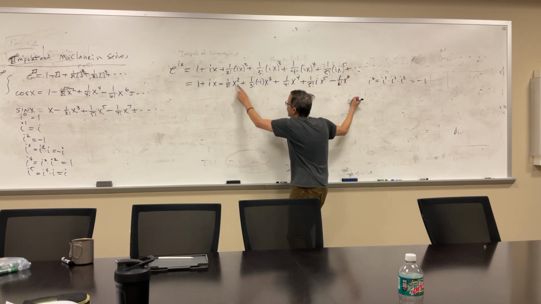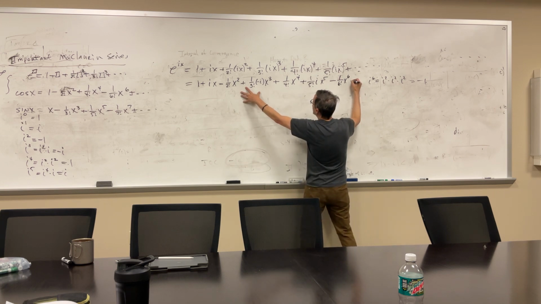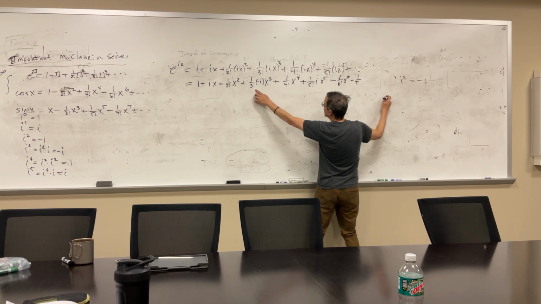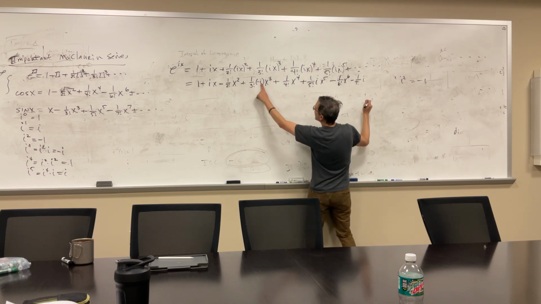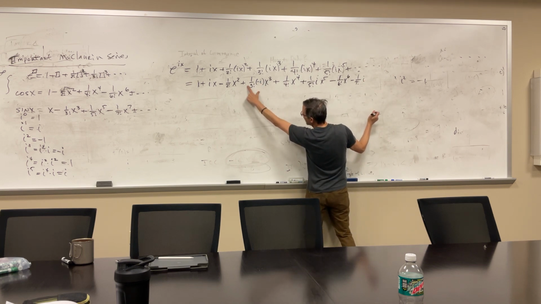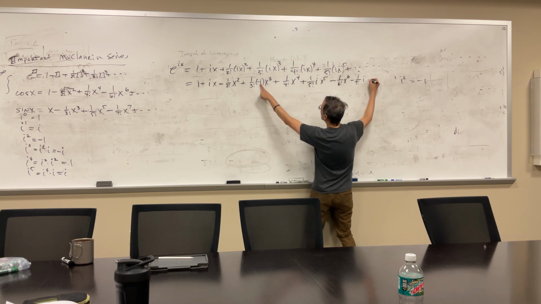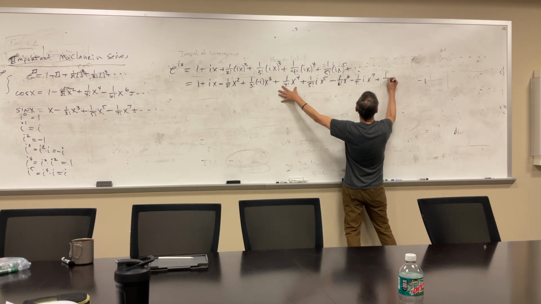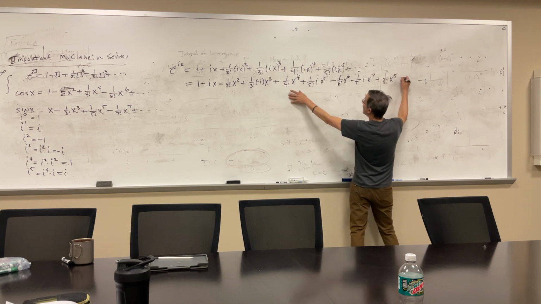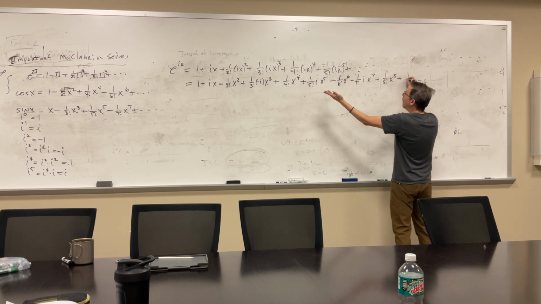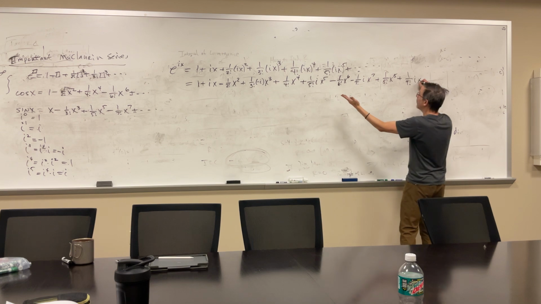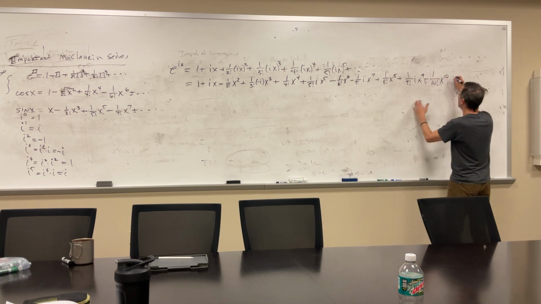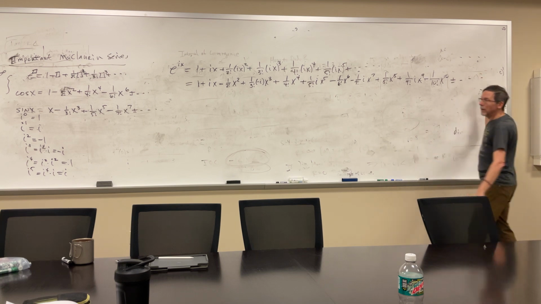And now I'm on this rhythm here. The next one is minus 1 over 7 factorial. I'll have an I, so I'm pulling that minus out front, leaving that I there, x to the 7th. The next one will be just 1 over 8 factorial x to the 8th. And then this just repeats again. 1 over 9 factorial I x to the 9th, minus 1 over 10 factorial x to the 10th. Blah, blah, blah. Whew.